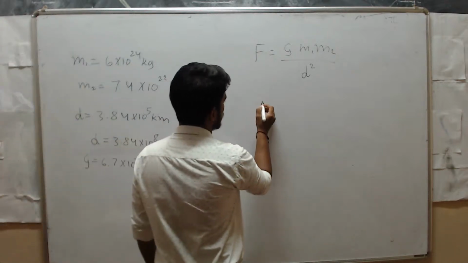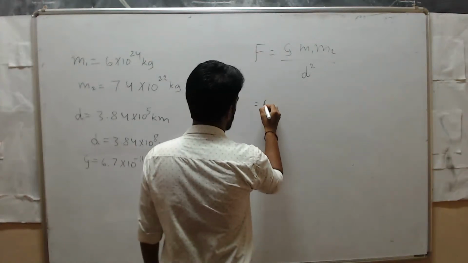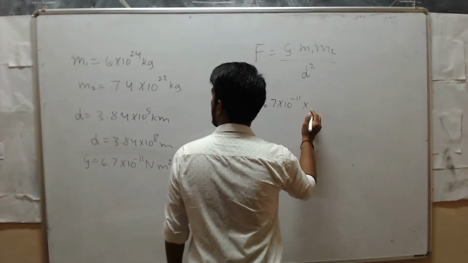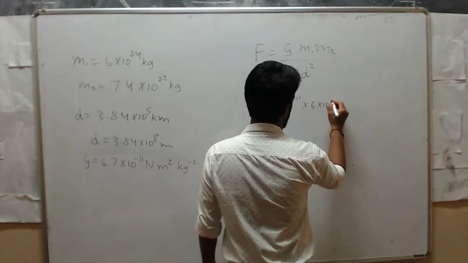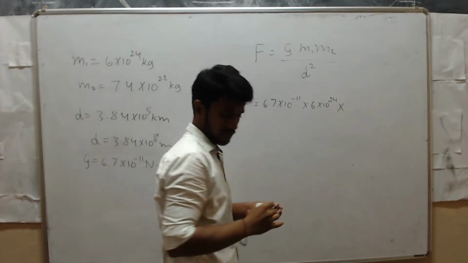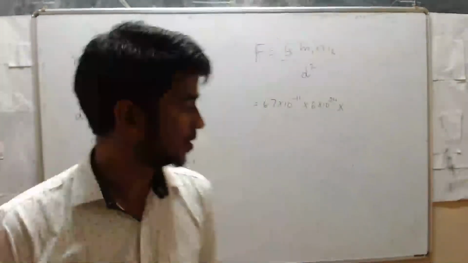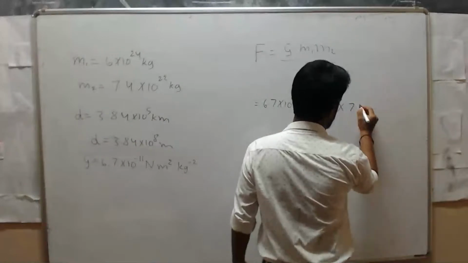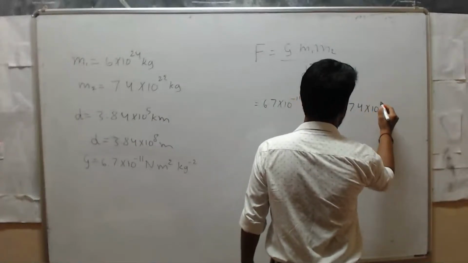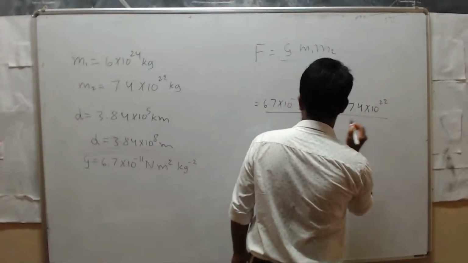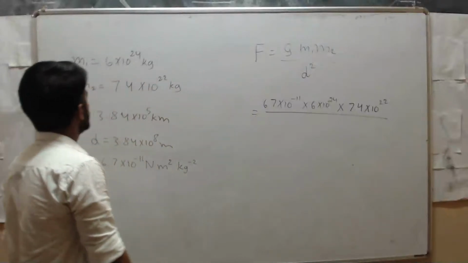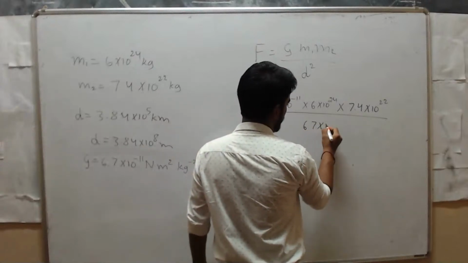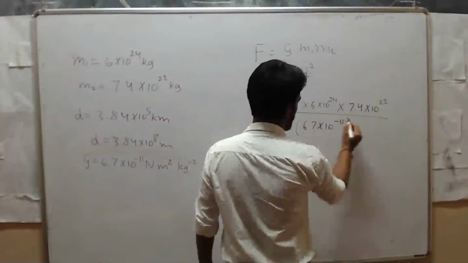Yes. Now substitute the values. So G value, that is 6.7 into 10 raised to the power minus 11, into M1, that is 6 into 10 raised to the power 24, into M2, 7.4 into 10 raised to the power 22, divided by D square, that is 3.84 into 10 raised to the power 8 whole square.